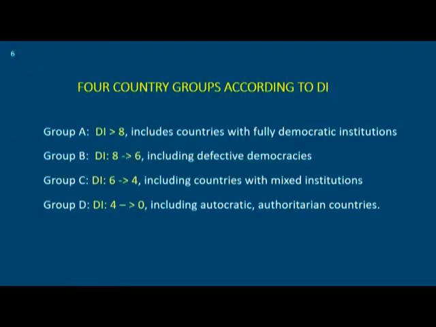Slide 6. 4 country groups according to DI. Group A. DI is greater than 8. Includes countries with fully democratic institutions. Group B. DI from 8 to 6, including defective democracies. Group C. DI from 6 to 4, including countries with mixed institutions. Group D, DI from 4 to 0, including autocratic, authoritarian countries.